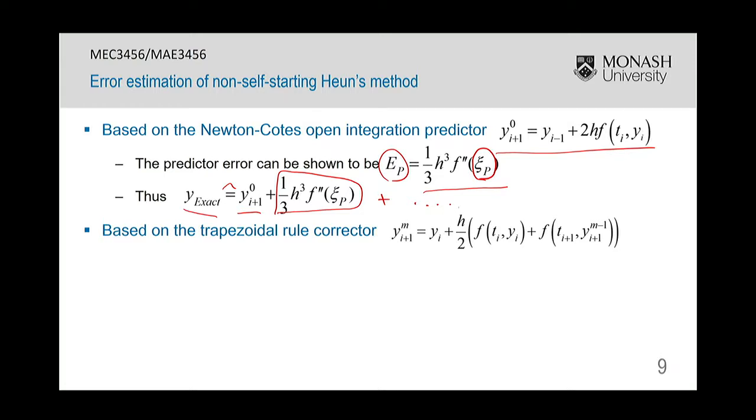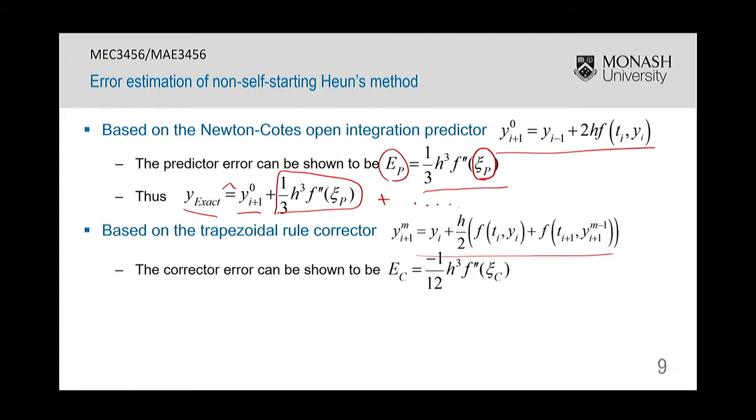Now, based on the trapezoidal rule corrector step, given by this thing here, the corrector error can be shown to be something a little bit similar, except now it's equal to -1/12 h cubed times the second derivative evaluated at some other point, psi_c, in the interval. Again, we don't really care where psi_c is. So we have an estimate for the predictor error and an estimate for the corrector error. If we use the corrector step, we can write that the exact solution is equal to our corrector minus 1/12 h cubed f double dashed at psi_c.